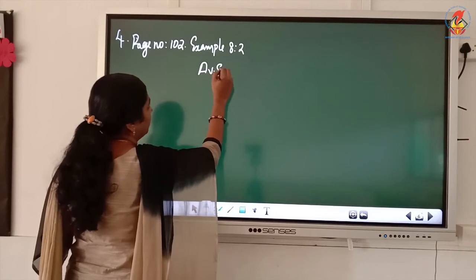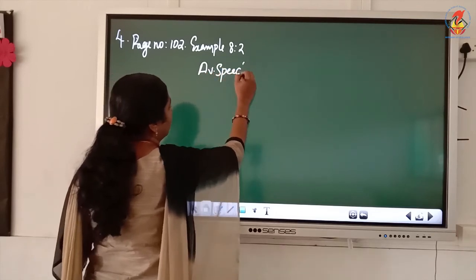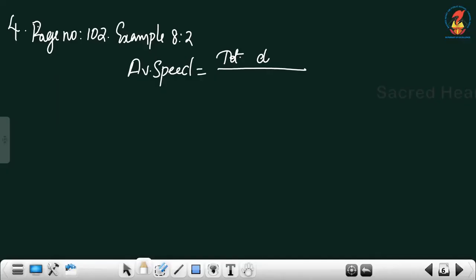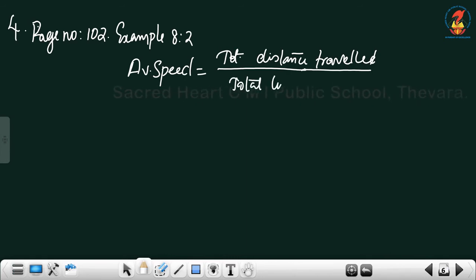Average speed is equal to total distance traveled by total time.